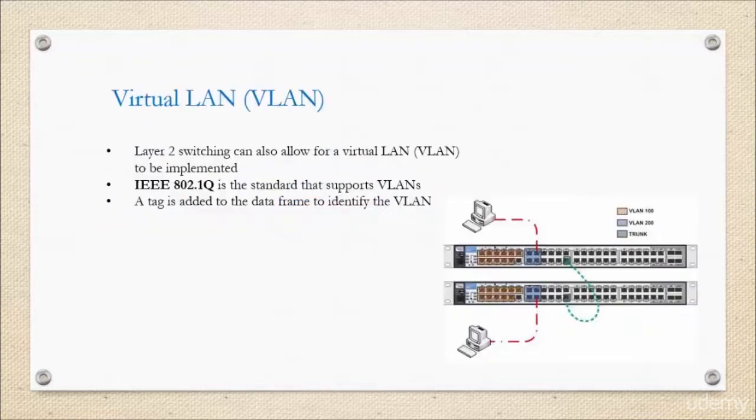Now, we also talk about virtual local area networks as well. The layer 2 switch allows for virtual local area network implementation. And there's a standard involved to support the virtual local area network, or we just call it the VLAN. That standard is 802.1Q. As I mentioned in the previous modules, data frames are sent and then tags are added so that the only computers that receive the information are the computers that are specific to the VLAN.